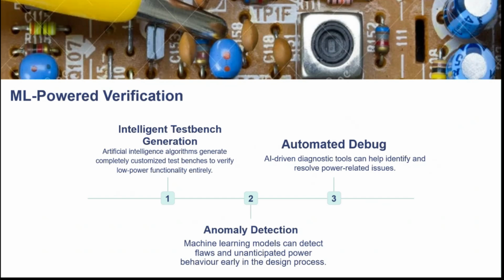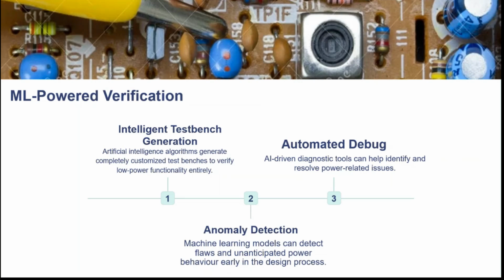Then machine learning powered verification. Here there are three parts. The first one is the intelligent test bench. Here the AI algorithms can now create customized test benches, enhancing efficiency and accuracy in low power functionality verification in designs through precise and automated testing.